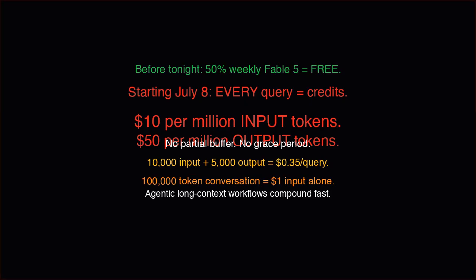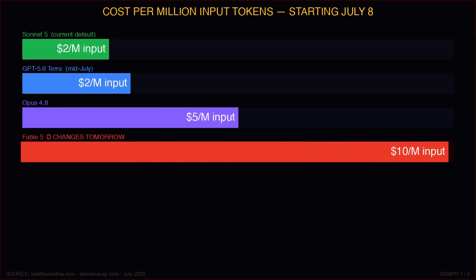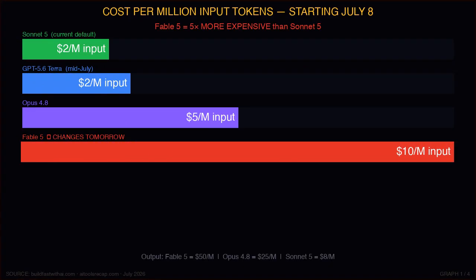To understand what that means in practice, if you send a prompt that uses 10,000 input tokens and receive a response of 5,000 output tokens, that single query costs 10 cents on input plus 25 cents on output, 35 cents per query. If you are running an agentic workflow with long contexts and extended outputs, costs compound fast. A 100,000 token conversation costs $1 in input alone. Know what you are using before you commit to paying.